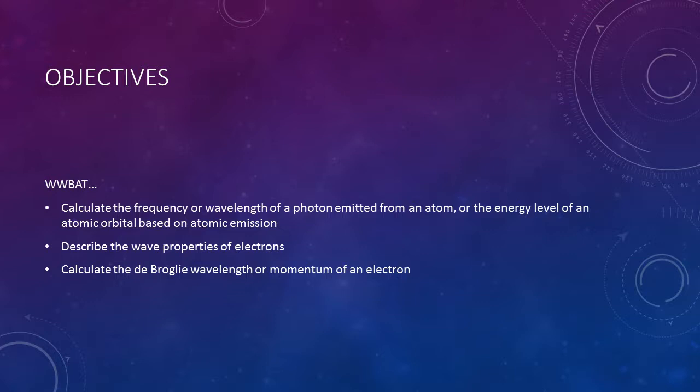So our objective for this lecture is now to perform all of the calculations for the atomic emission spectra that we just talked about. So we'll calculate the frequency or wavelength of a photon emitted from an atom, or we'll calculate an unknown energy level based on atomic emission. Furthermore, we're actually going to go past atomic emission spectra, and we're going to talk more about the properties of electrons. So up until now, we've been talking about electrons moving or transitioning up and down energy levels as particles, but it's also important to recognize that electrons, like photons, are quantum particles, which means they exhibit wave-particle duality. So we're going to look at some of those wave properties of electrons as well.